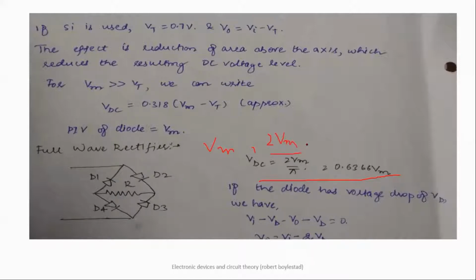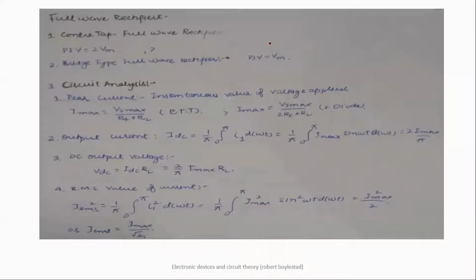So that's the problem with the center tap. One more problem with the center tap is that we need a special kind of transformer called a center tap transformer, which we normally do not want to use. So these are certain problems associated with rectifiers. Then we come to certain points related to rectifiers, which we will discuss one by one. In the center tap full wave rectifier, the peak inverse voltage is 2Vm. We already know that. In the bridge type rectifier, the peak inverse voltage is Vm.